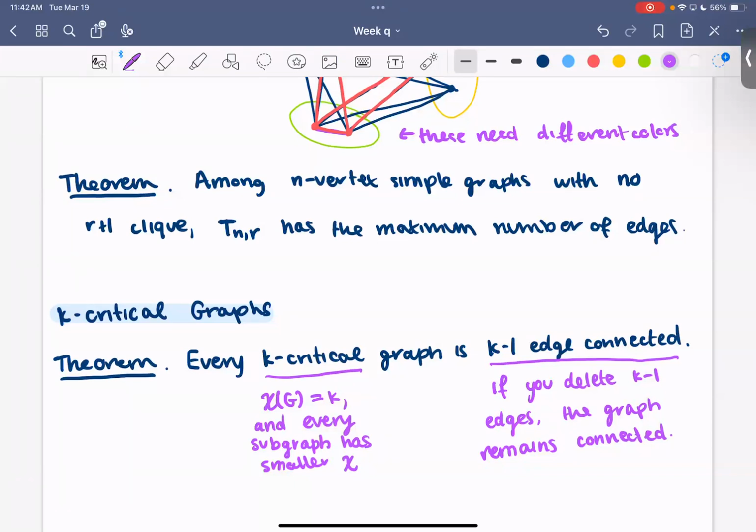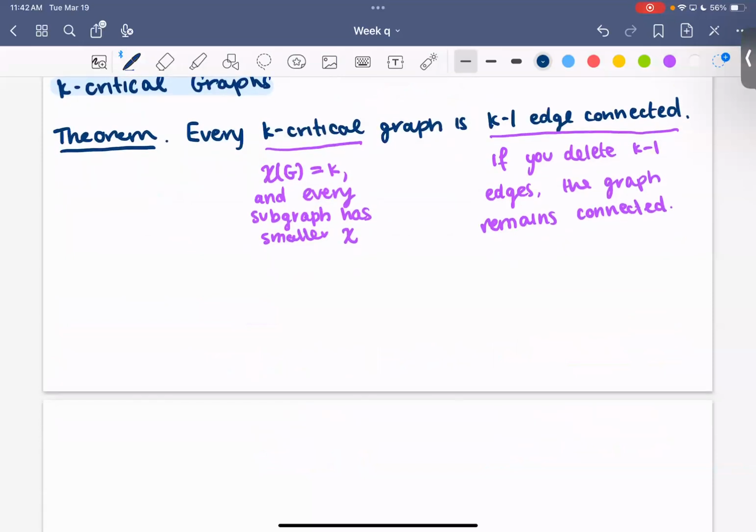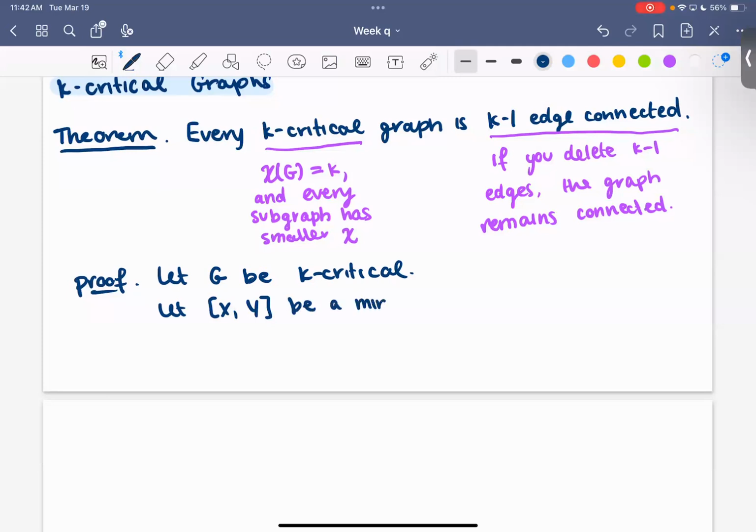Okay, so let's prove this. Are there questions about the statement before we get into the proof? Okay, so for the proof, let's let G be K-critical. And let's let XY be a minimum edge cut. And then what we want to show is that this minimum edge cut has at least K-1 edges.